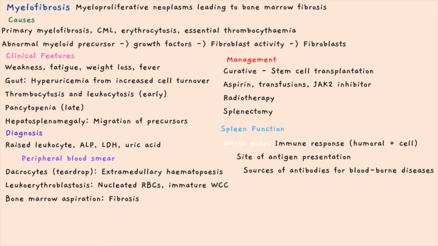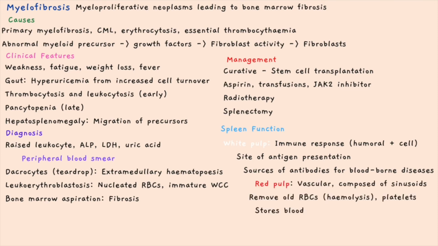So when we talk about a splenectomy, you should also understand the function of the spleen, so what's going to happen when you take out the spleen. So the spleen function can be broken down into white pulp and red pulp. So white pulp is involved with the immune response, both humoral and cell-based immunity. It is a site of antigen presentation, so when a dendritic cell, for example, picks up an antigen and presents it to, for example, CD4 cells, this occurs in the spleen. Antibodies for blood-borne diseases are also sourced in the white pulp of the spleen.